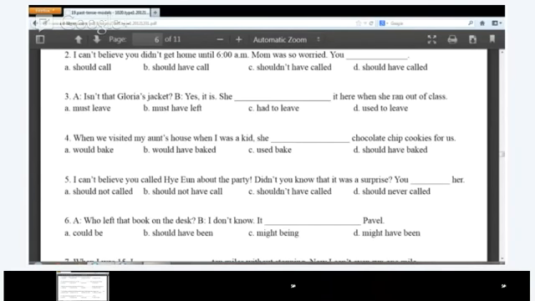Isn't that Gloria's jacket? Yes, it is. She must have left it here when she ran off the class. Good, yes, so must have, because we have a little bit more evidence, right? It's more of a certainty. Okay, yes. Good.